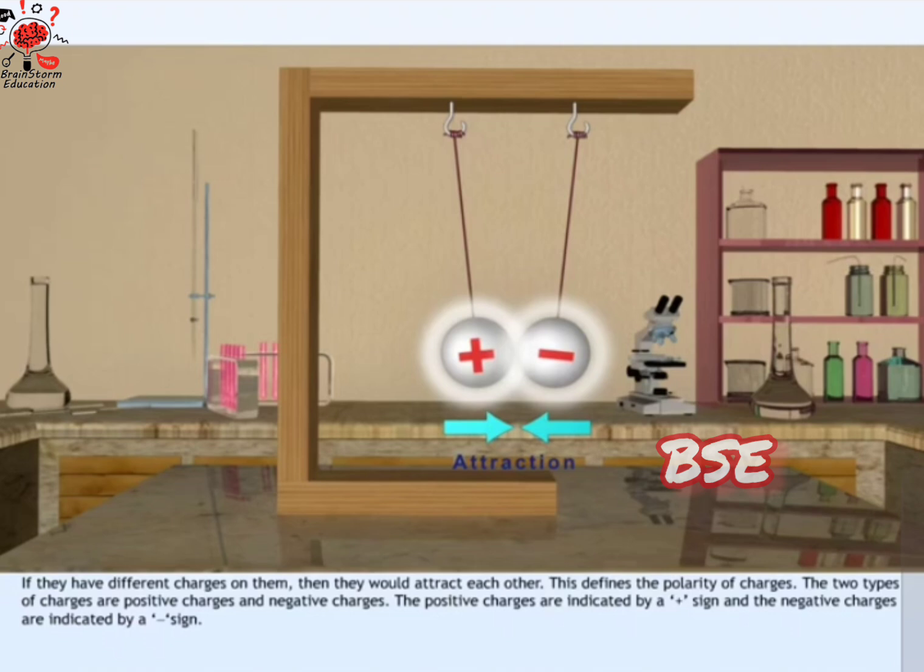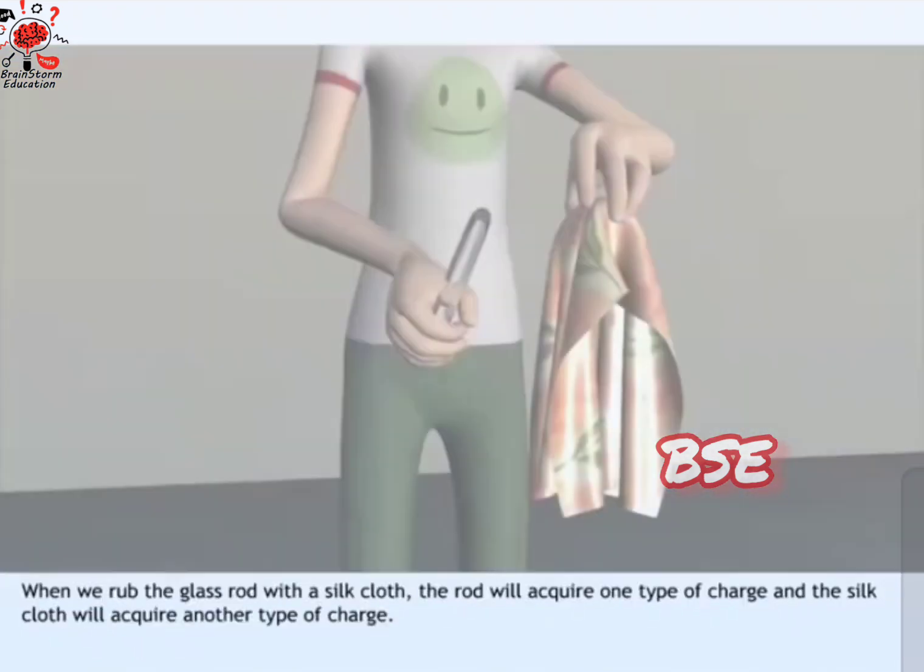This defines the polarity of charges. The two types of charges are positive charges and negative charges. The positive charges are indicated by an addition sign and the negative charges are indicated by a subtraction sign.